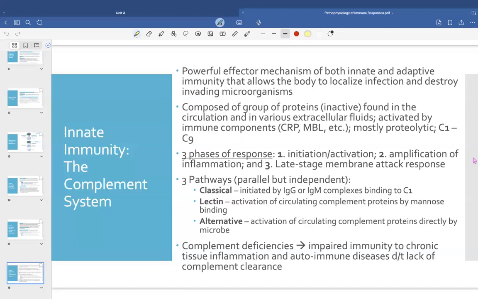So your classical pathway is the one that's initiated by IgG and IgM. And they'll bind the C1. The lectin pathway has to do with the MBLs and mannose binding. And the alternative pathway is a direct activation by the microbe. So all three of those pathways can activate complement. Different parts, different components of complement. Remember, there's C1 through C9. Okay. And so because of that redundancy, if you have a deficiency in one, you really don't notice it too much.